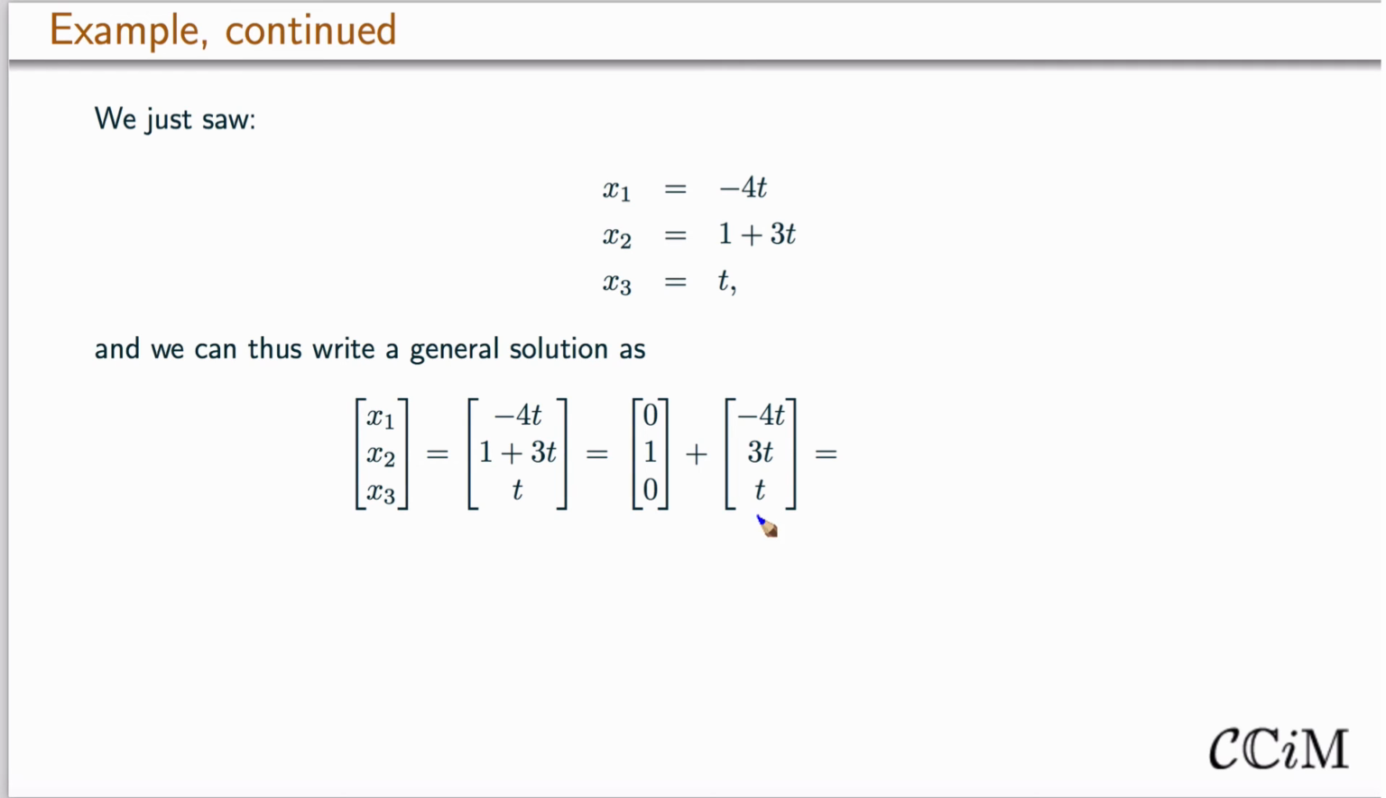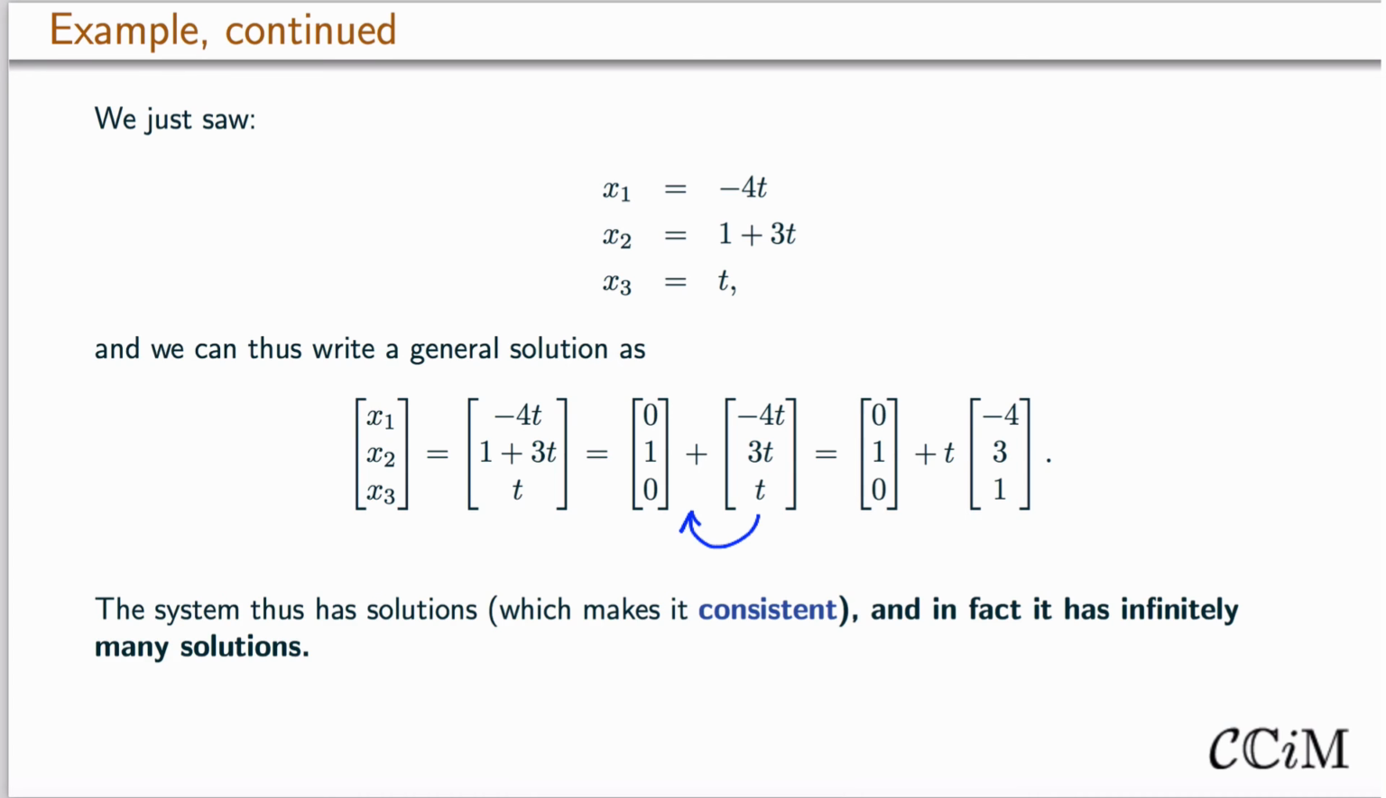Next, I'd like to bring this t outside as a scalar that can go in front of the vector, and that brings me to 0, 1, 0 plus t times negative 4, 3, and 1. This system, therefore, has solutions, and that makes it consistent, and in fact it has infinitely many solutions, since we get one solution for each value of the parameter t.